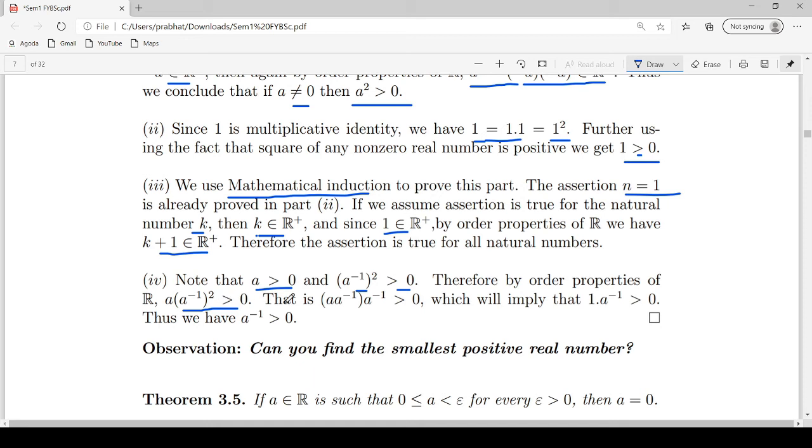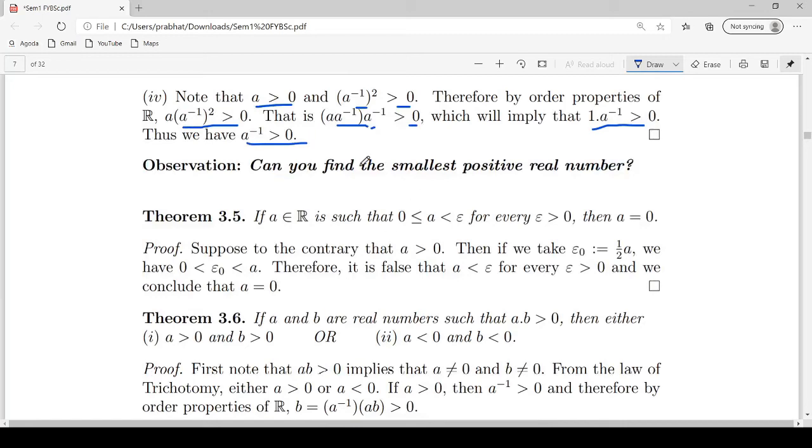Now, the square of a inverse I can write as a inverse into a inverse, and I will club one a inverse with a by using the associative property, and I will get a into a inverse multiplied with a inverse is greater than 0. But a into a inverse is 1. That means you have 1 times a inverse is greater than 0. But 1 times a inverse is the same as a inverse, and that proves a inverse is greater than 0 if your a is greater than 0. So we have proved all the statements of this theorem.